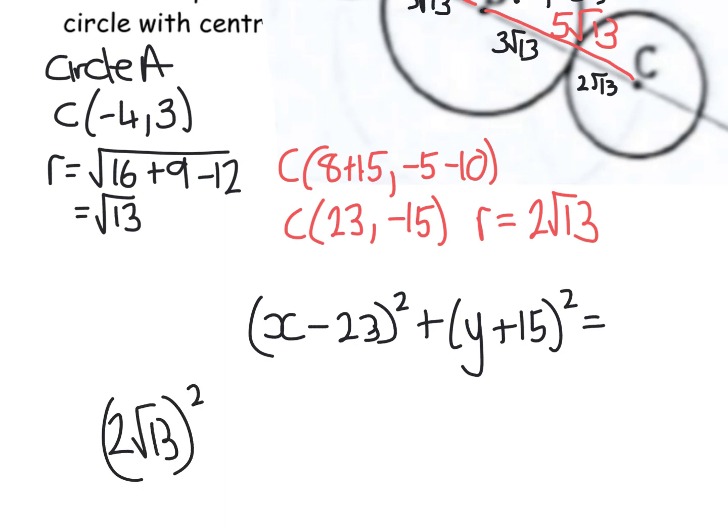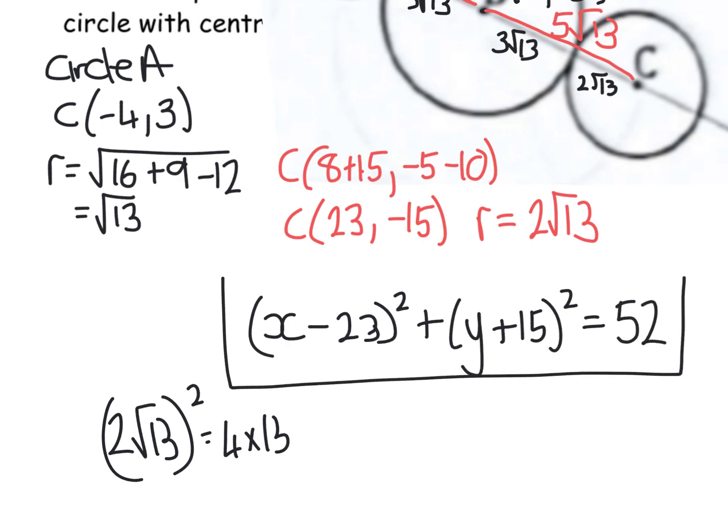Square the 2 would give you 4. Square the root 13 would give you 13. So 4 times 13 is 52. There is my equation of circle C. And it's bringing in sharing in a given ratio a wee bit. It is tricky, and if you see it, well done.